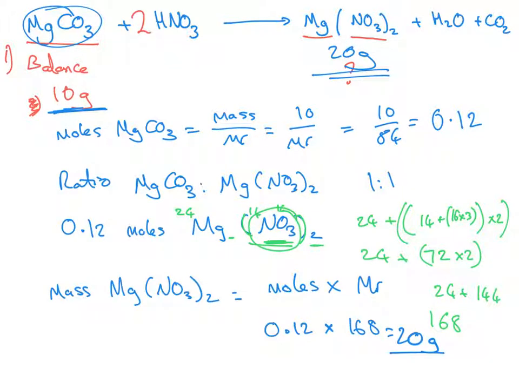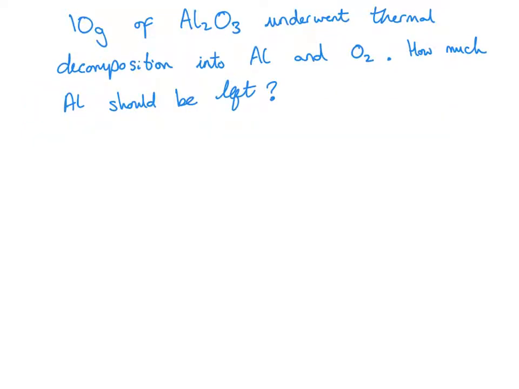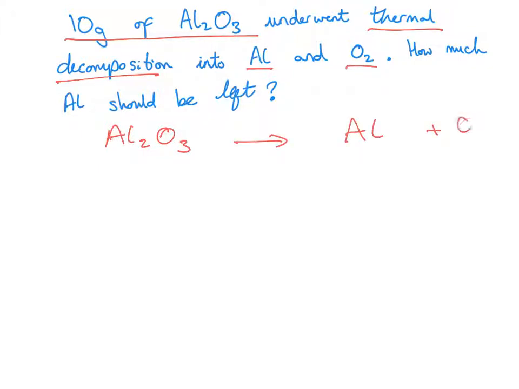Let's try one more. Let's look at one final example. Okay, so this one, again, you're going to have to pick out the information from the question, write it as a formula, and show what you know. So 10 grams of aluminium oxide. Again, we've got a decomposition, so it just breaks up and makes aluminium and oxygen. So aluminium oxide just breaks up to make this.